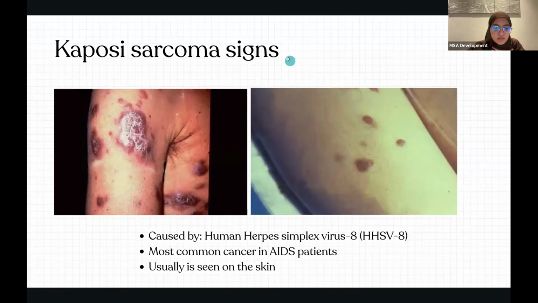Now, Kaposi sarcoma is caused by human herpes simplex virus. This is very, very high yield, and I think this is an SAQ. I just forgot to put it in green. It's most commonly seen in AIDS patients, and it's usually seen in the skin. So you see these lesions in Kaposi sarcoma.